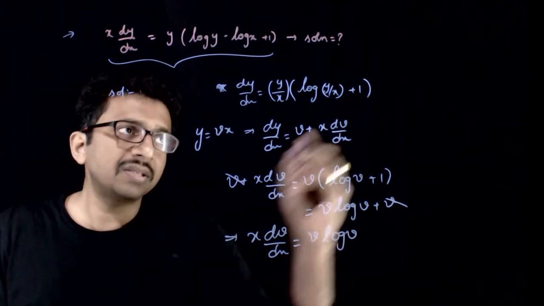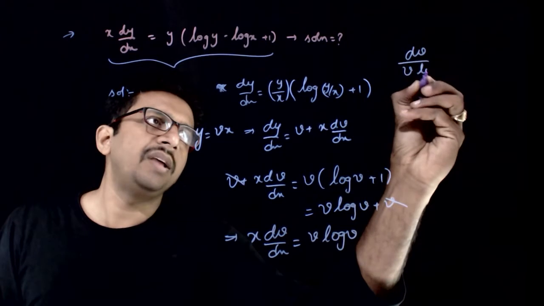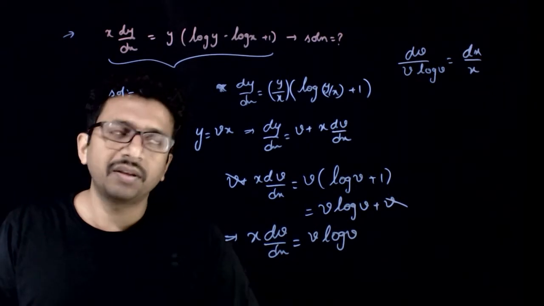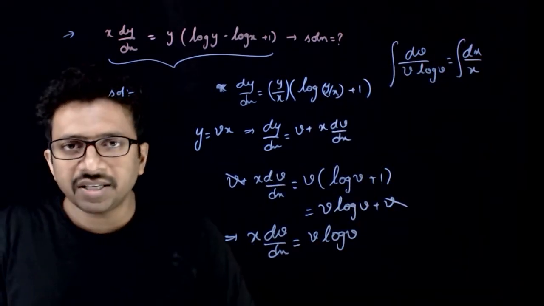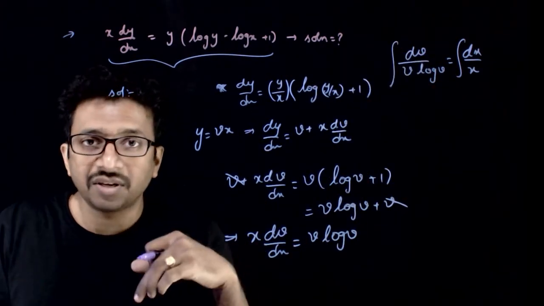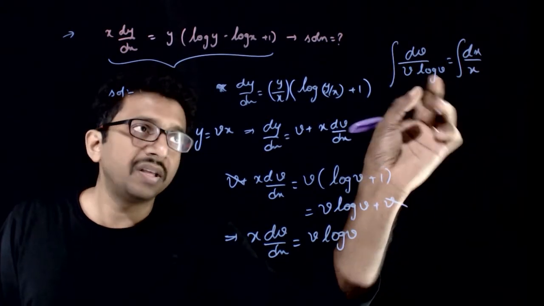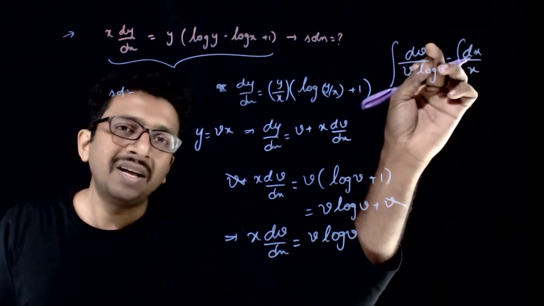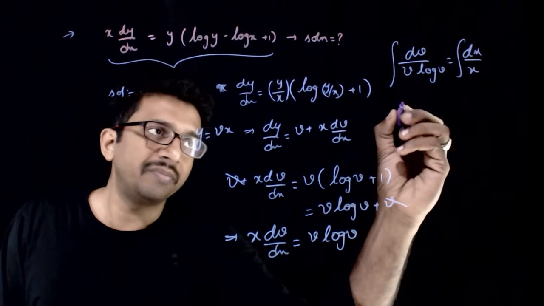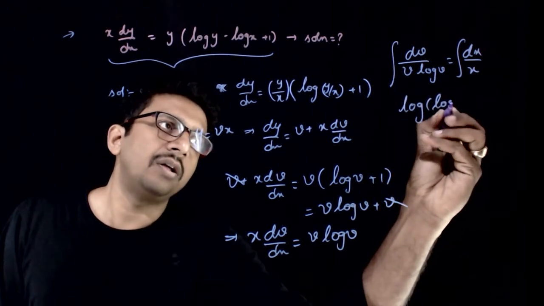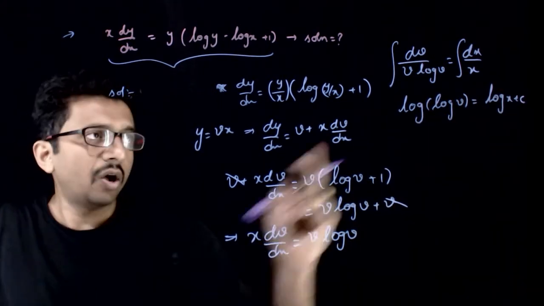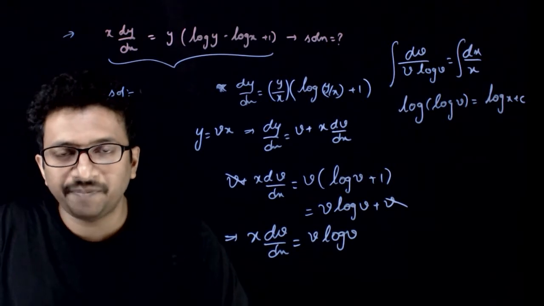Now let us separate the variables. So you get dv by (v log v) is equal to dx by x. Once the variables are separated, I'll integrate this. What is the integration of this? You have log v here and its differentiation here. If I assume log v as t, dv by v becomes dt. So this is of the form dt by t. What is the integration of dt by t? Log t. So log of log v is equal to log of x plus c.